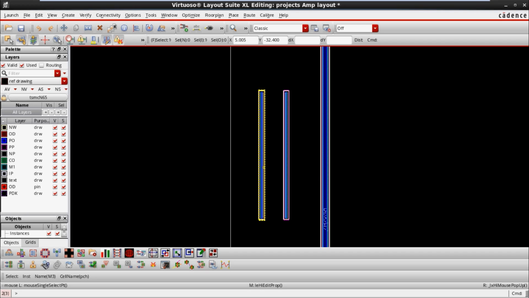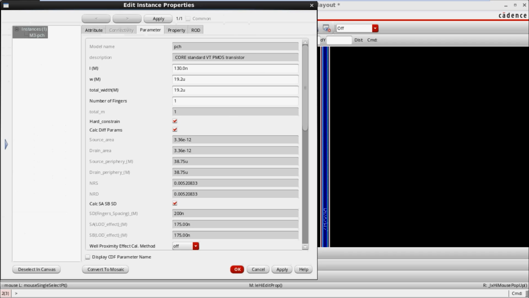So the total width is 19.2. What I am going to do is make it 4.8, and then for the number of fingers, I make it 4.